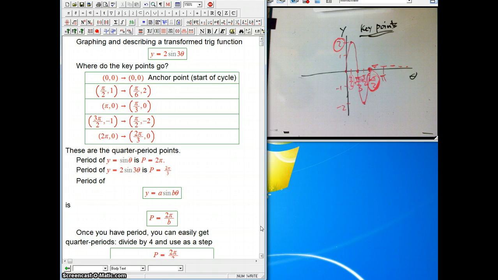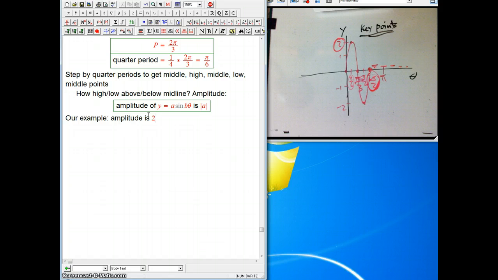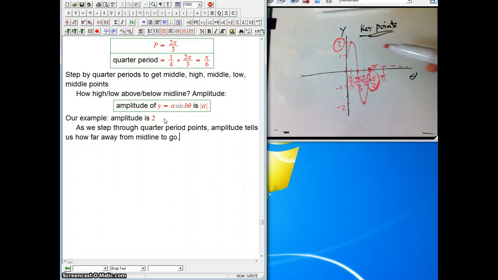So if we do this method of stepping through the quarter period points, we just have to know the amplitude, and that's how far we go away from the midline. So as we step through quarter period points, amplitude tells us how far away from the midline to go. Now I wanted to get back to the idea of continuing this one more period, and we're going to use this quarter period idea to finish this off.